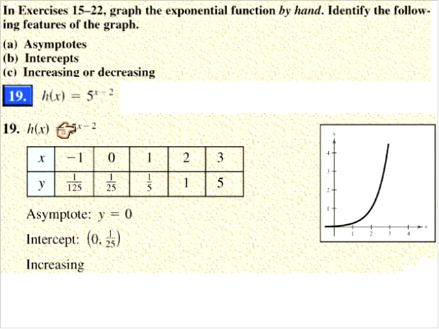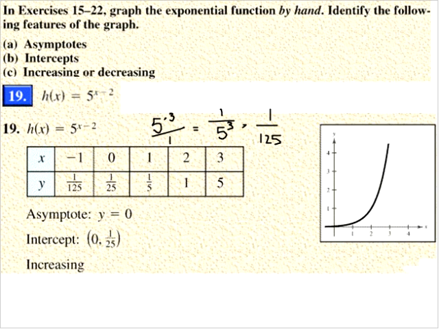When we plug -1 in, we get 5 to the -3rd, which is the same thing as 1 over 125. Remember, if you have a negative exponent, in order to make that exponent positive, you need to change its location. It's originally in the numerator, so let's put the 5 to the third in the denominator. 5 to the third power is 125, so that's how we get 1 over 125. You can continue the process for the rest of those values.